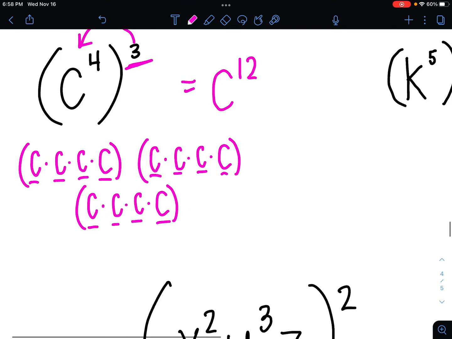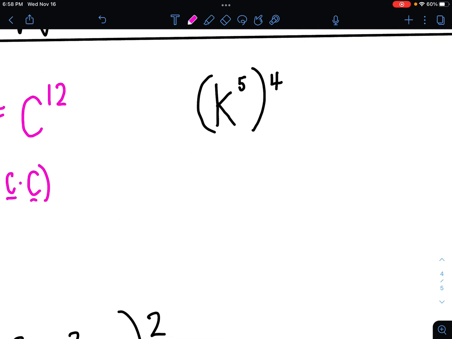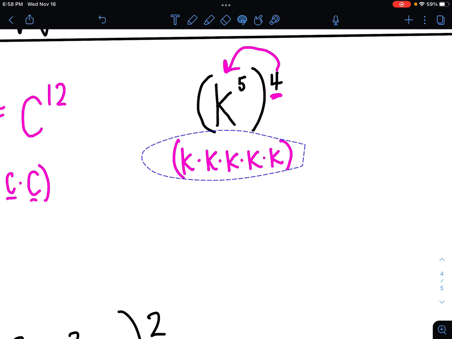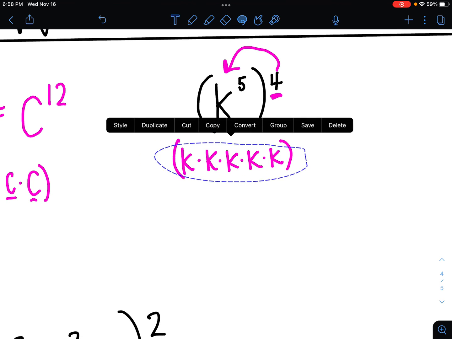Let's look at another example. k to the 5th power to the 4th power. So again, we have 4 copies of k to the 5th power. So k to the 5th power looks like this. k times k times k times k times k. So there's one copy, but we need 4 of these.